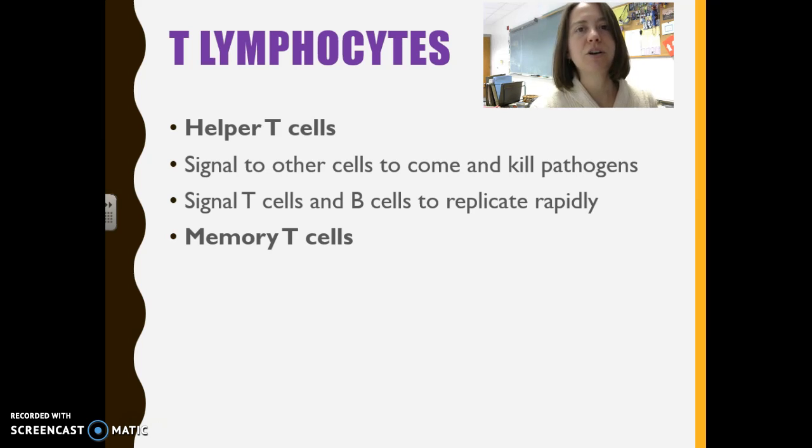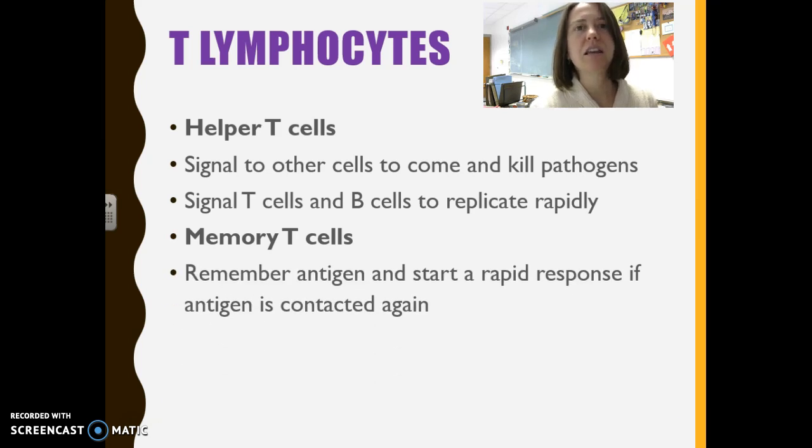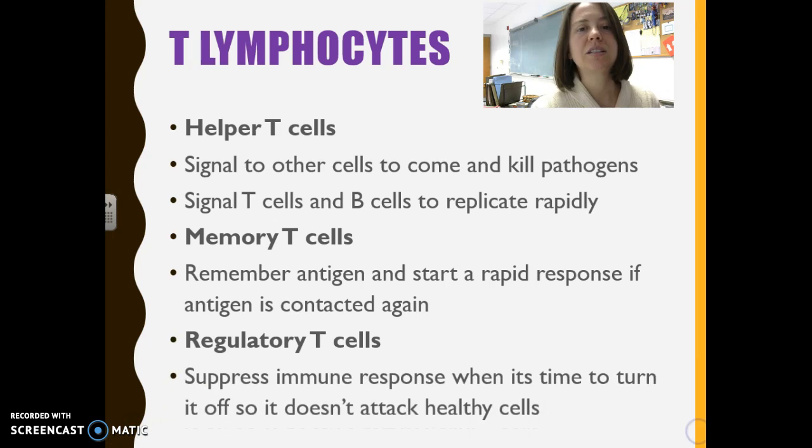The next type is your memory T cells. These are cells that remember a specific antigen and are able to start a rapid response if the antigen is contacted again.